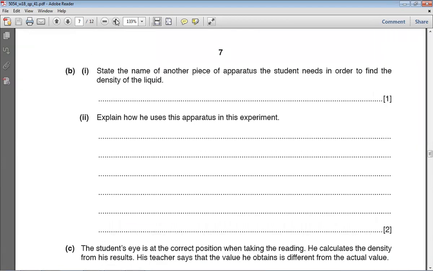Then he says, state the name of another piece of apparatus the student needs in order to find the density of the liquid. After knowing the volume of the liquid, we need to know what is the mass of the liquid. So if you want to measure the mass of the liquid, we will use an electronic balance, or you can say balance or pan balance. Okay. So we need a balance to measure the mass.